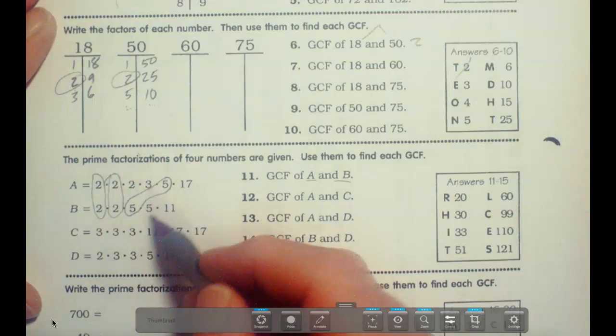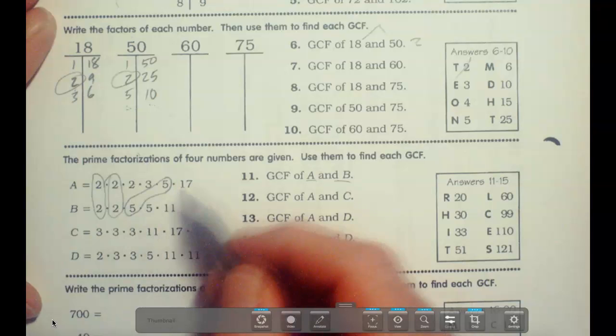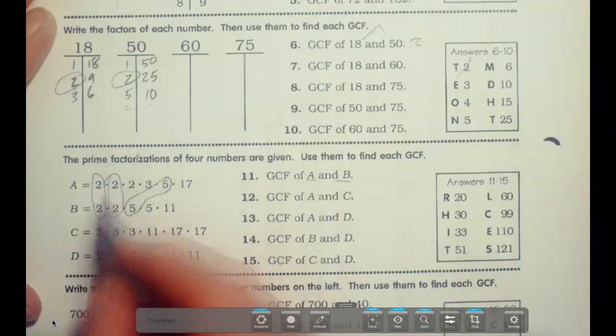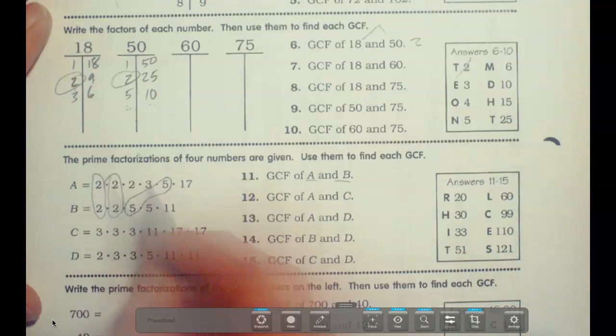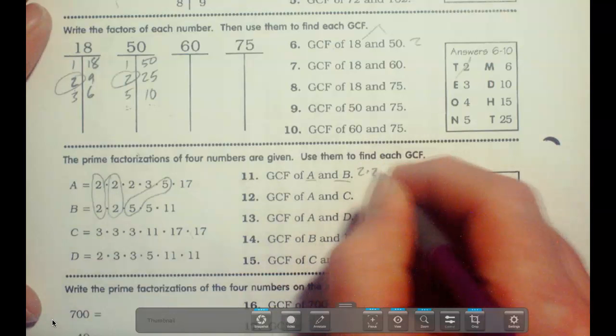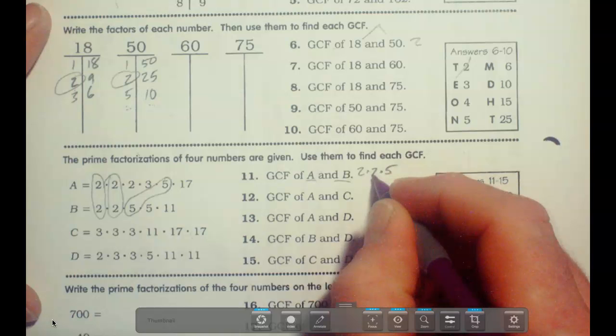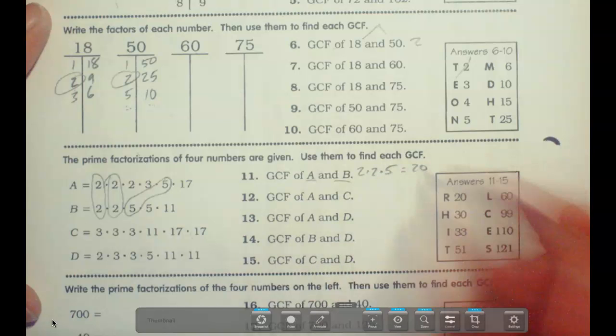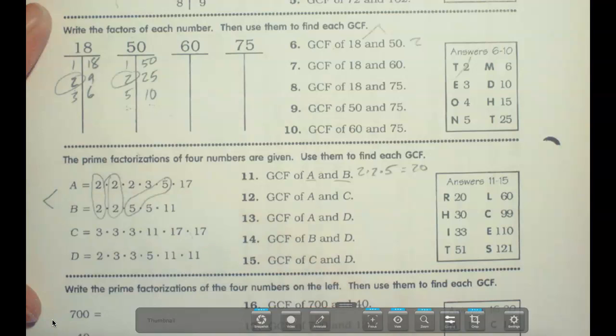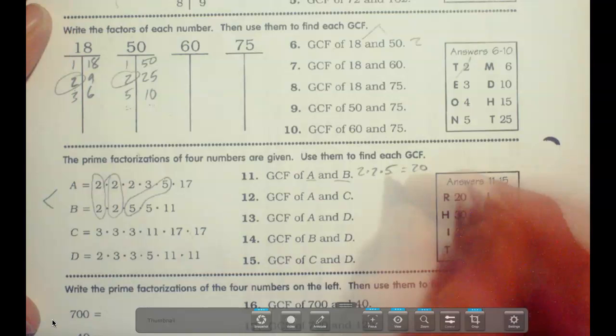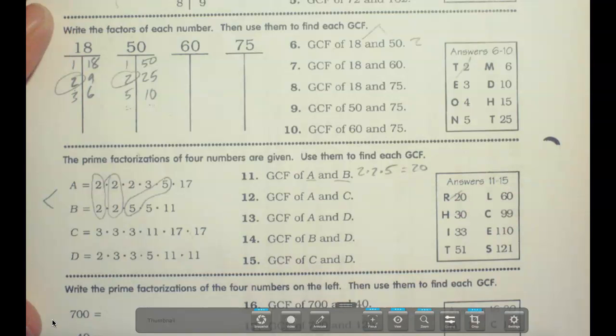I don't have any 3s. I have 1 5. I don't have a 17. I don't have an 11. So I take these numbers here, 2 times 2 times 5. I multiply those together. That's 4. 4 times 5 is 20. And that is the greatest common factor of those numbers. We don't even know what they are, but we already have determined what it is. It's 20. So for number 11, I'm going to put in an R. Put that down the bottom.